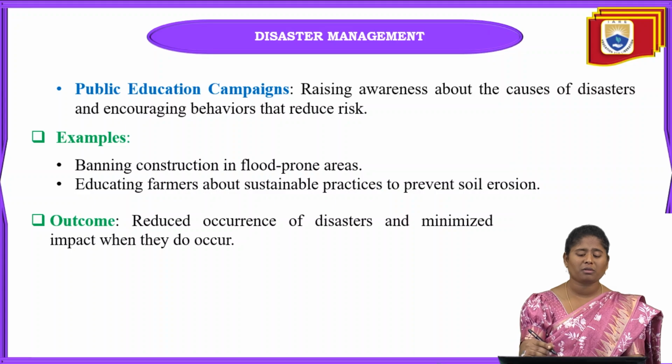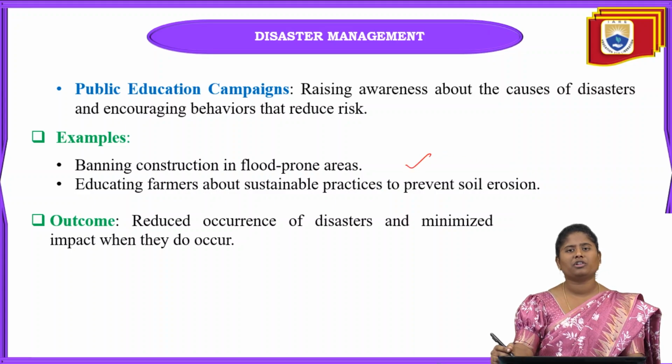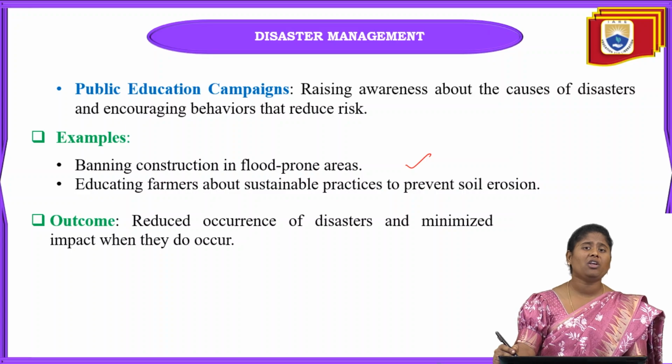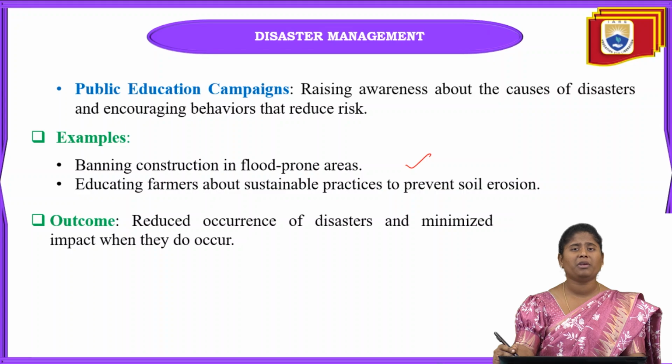What can we do? Some examples here: banning construction in flood-prone areas. When we are going to eradicate construction, some illegal constructions may be done in flood-prone areas, so we have to ban that type of construction in those areas. And next, we have to educate farmers about sustainable practices to prevent soil erosion. If soil erosion happens, it will have a great impact on agricultural fields. So we have to educate the people about these sustainable practices also.